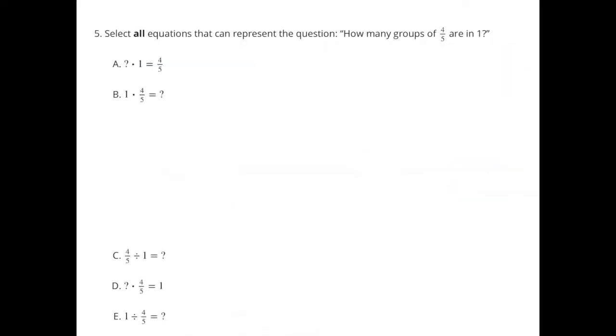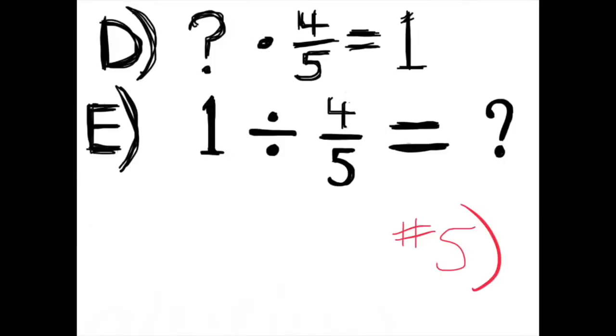Number 5. Select all equations that can represent the question, how many groups of 4/5 are in 1? I've narrowed it down to these two. D. What number times 4/5 equals 1? And E. 1 divided by 4/5 equals what number?